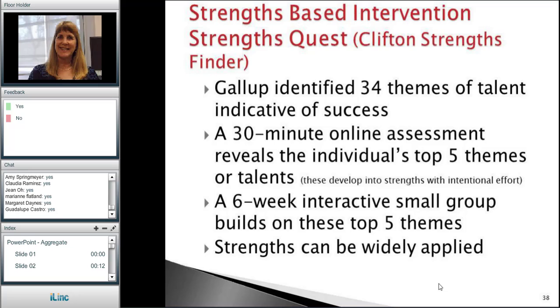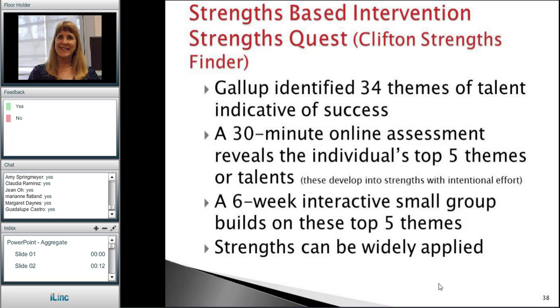Some of you have already heard about that, but it was developed by Gallup. It's a tool that was developed extensively through international research as well as research within the United States. And it utilizes an online assessment that takes about 30 minutes for an individual student to complete, and then they find out what their top 5 themes or talents are. And then those themes and talents can be developed into strengths with intentional effort.